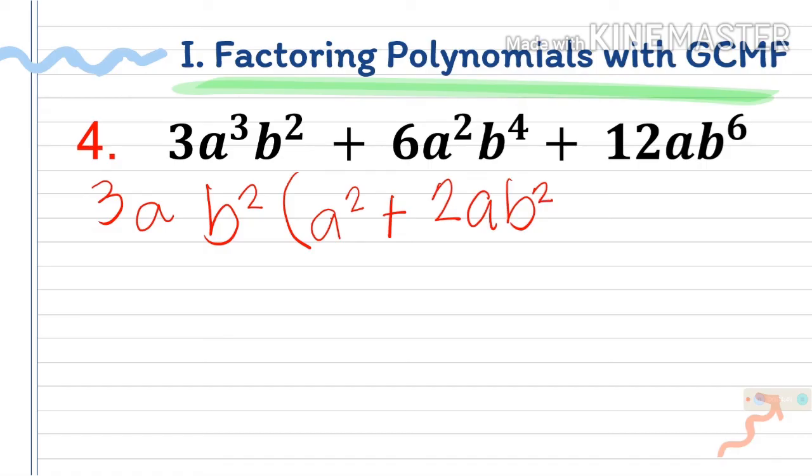And then the last term, we have positive 12ab to the sixth power divided by 3ab squared is equal to, yes, we have here positive 4b to the fourth power. So we have the factored form 3ab squared times (a squared plus 2ab squared plus 4b to the fourth power).